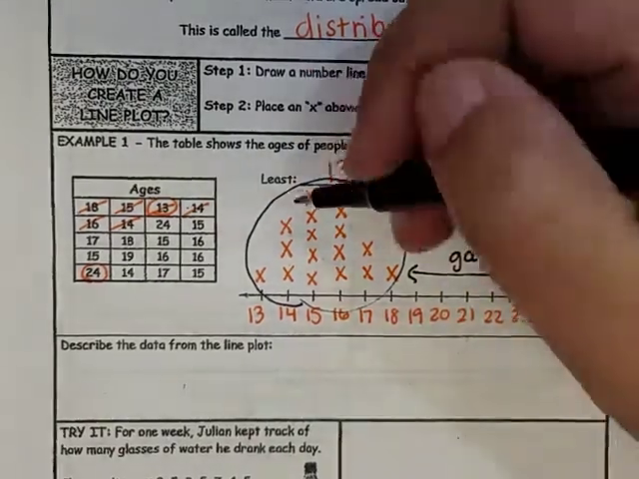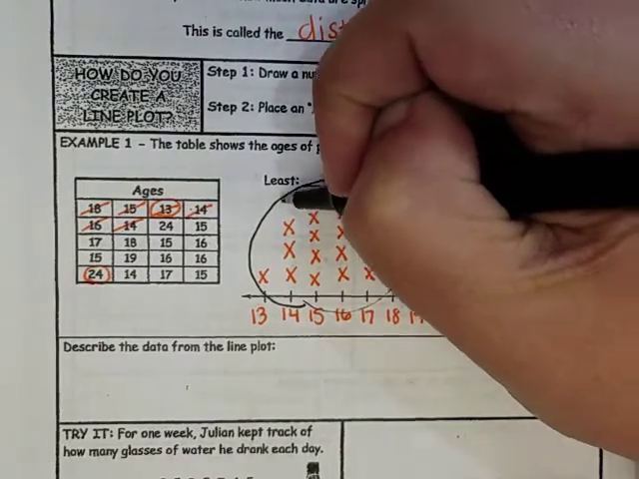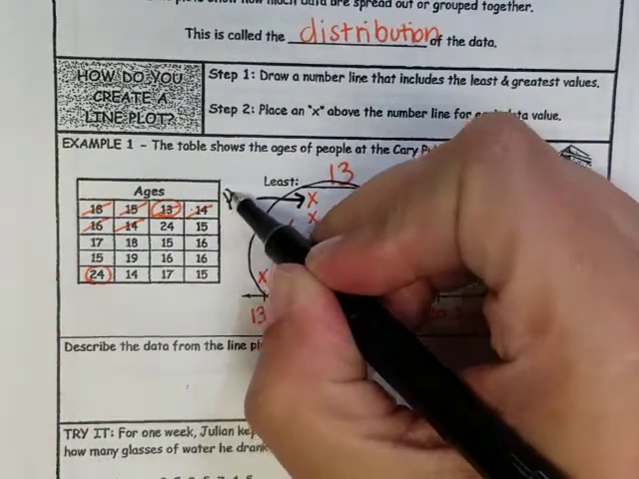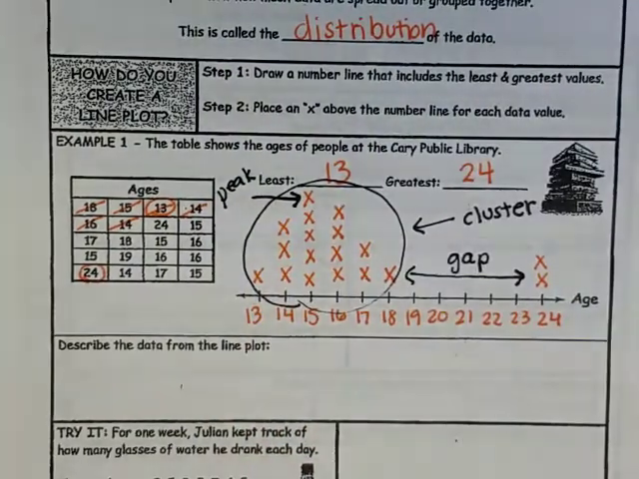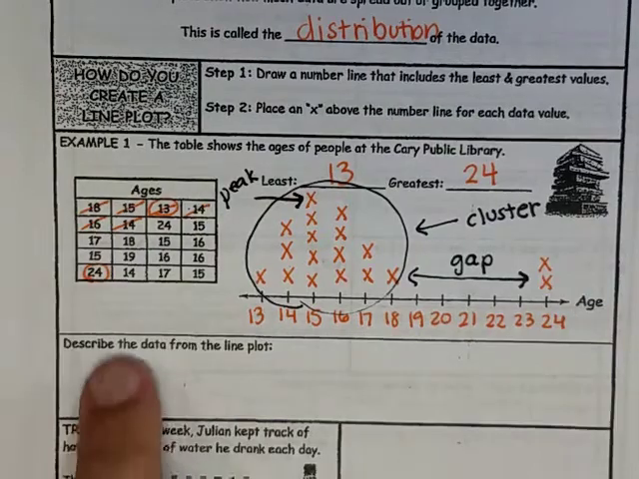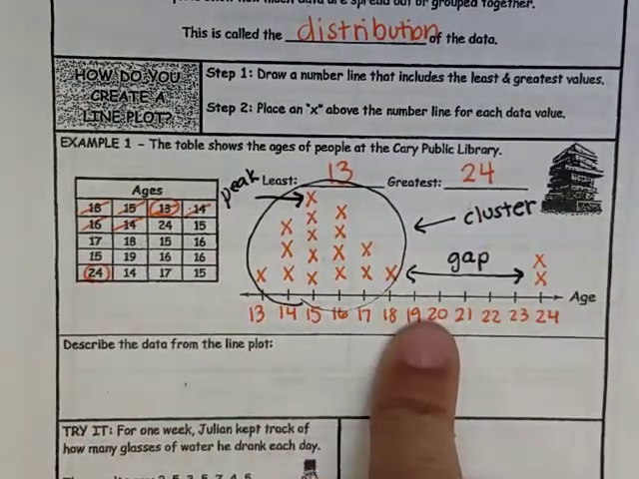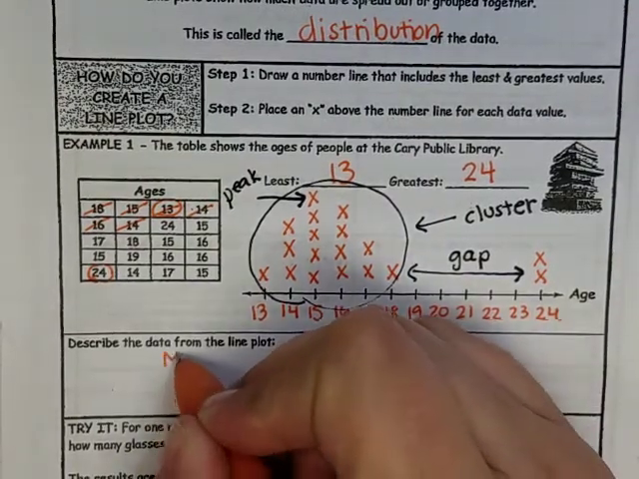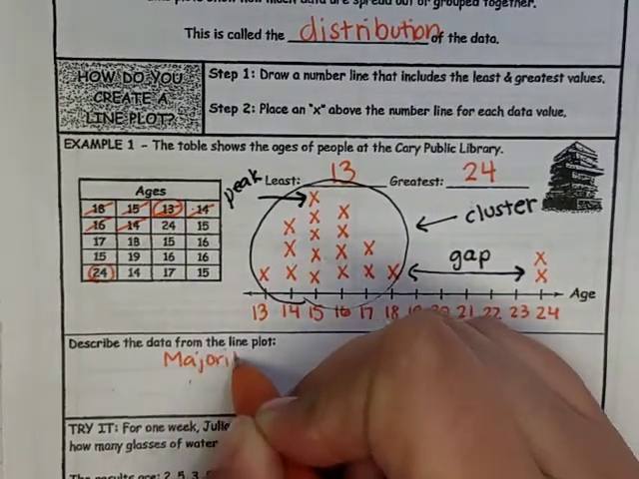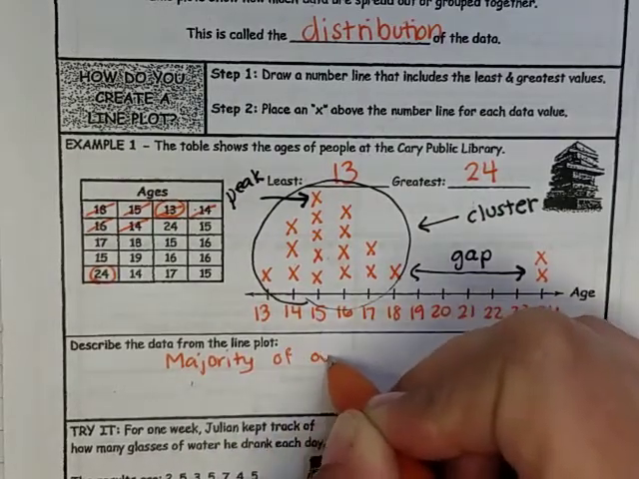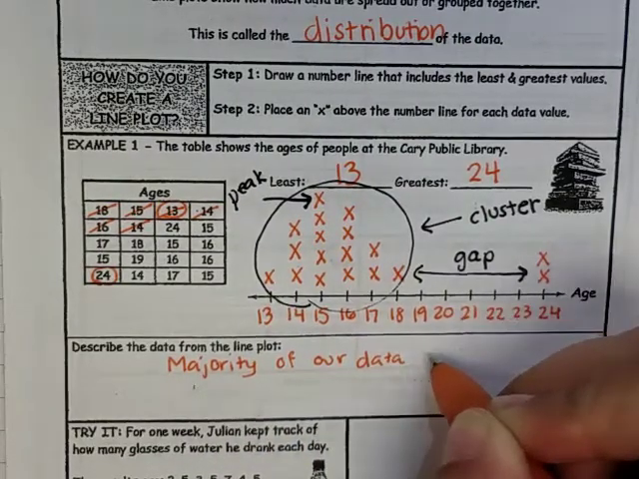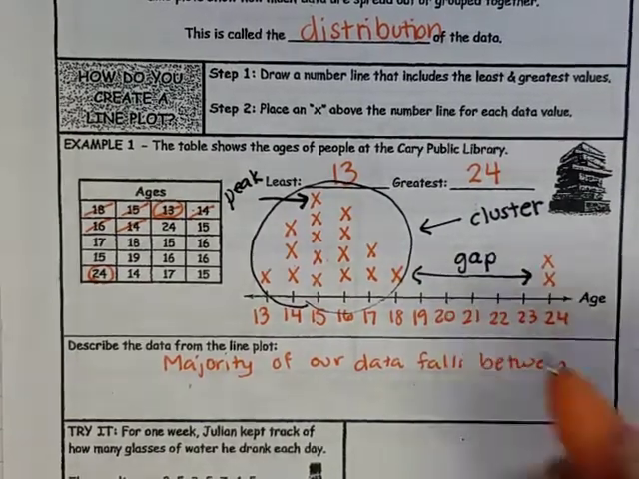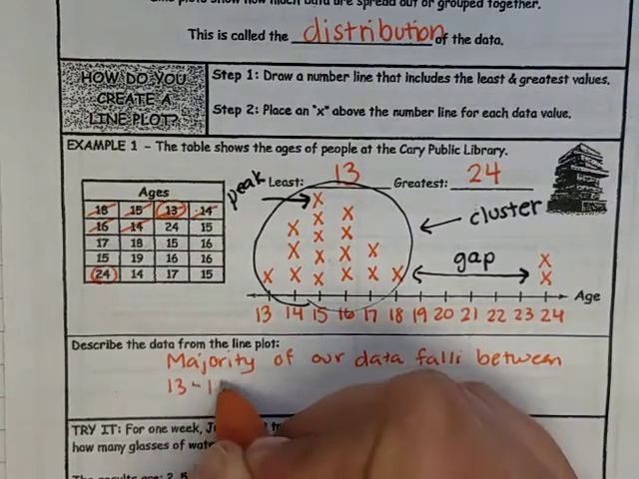And then our peak was right here at 15. This one right here is our tallest, and that's our peak. Okay, so now we're going to describe the data, and we can use all of these pieces of information that we just wrote about our graph. So we can say that the majority of our data falls between 13 to 19 years of age.